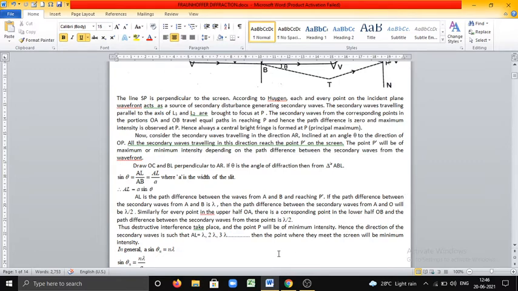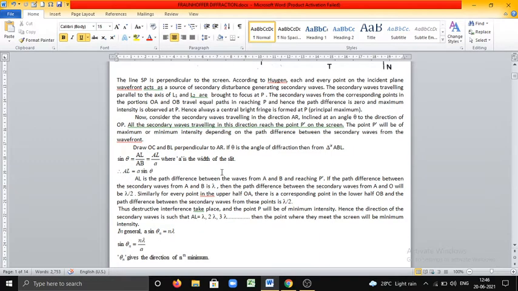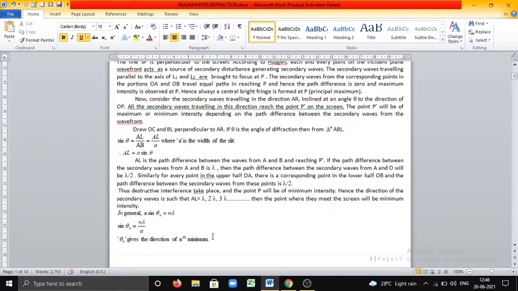Similarly, if the path difference is lambda, 2 lambda, 3 lambda, etc., then the point where they meet the screen will be of minimum intensity. In general, we can write: if the path difference a sin theta n is equal to n lambda, then we will get the minimum intensity or dark band. This gives sin theta n equal to n lambda by a. Theta n gives the direction of the nth minimum.